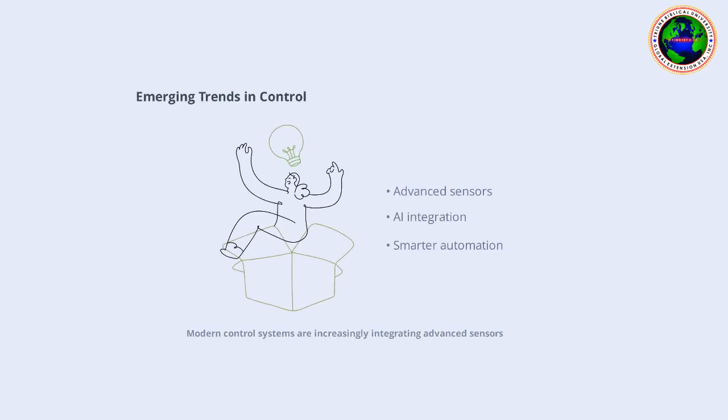Modern control systems are increasingly integrating advanced sensors, artificial intelligence, and network connectivity. These innovations are making closed-loop systems even more powerful, enabling smarter automation and greater adaptability. Staying updated with these trends is key for anyone working in engineering or technology.